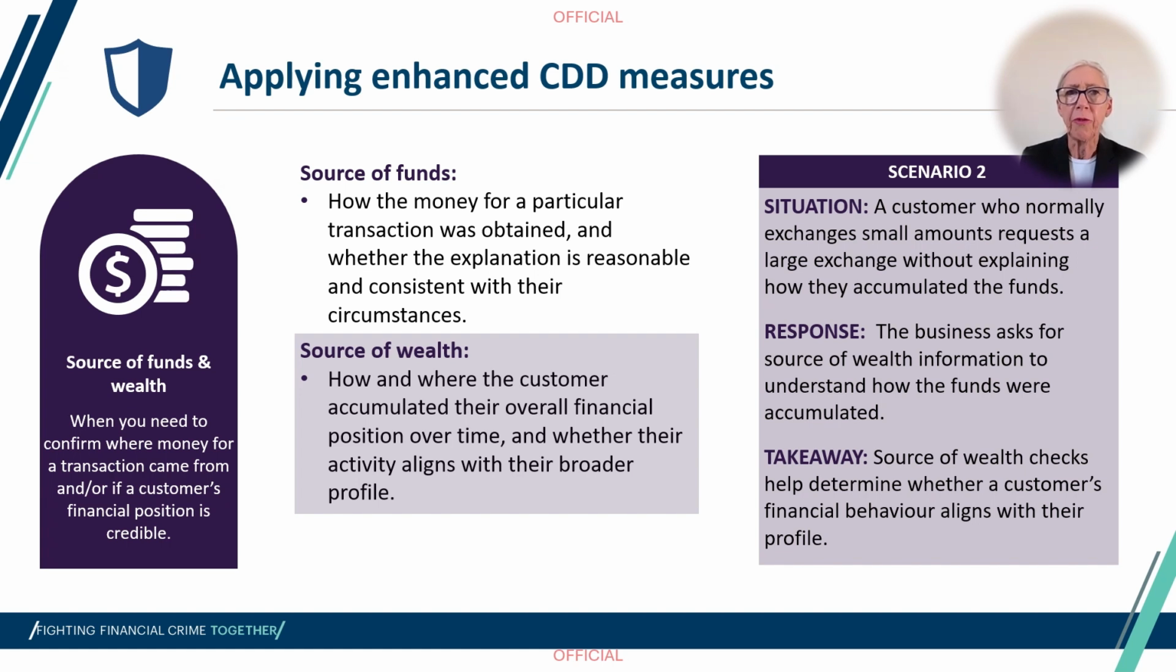Because their overall financial position is unclear, the business asks for information about the customer's source of wealth to understand whether the amount being transacted is consistent with their stated financial profile. This may include information about how the customer accumulated their wealth over time, such as through business ownership, inheritance, property sales, or long-term investments.